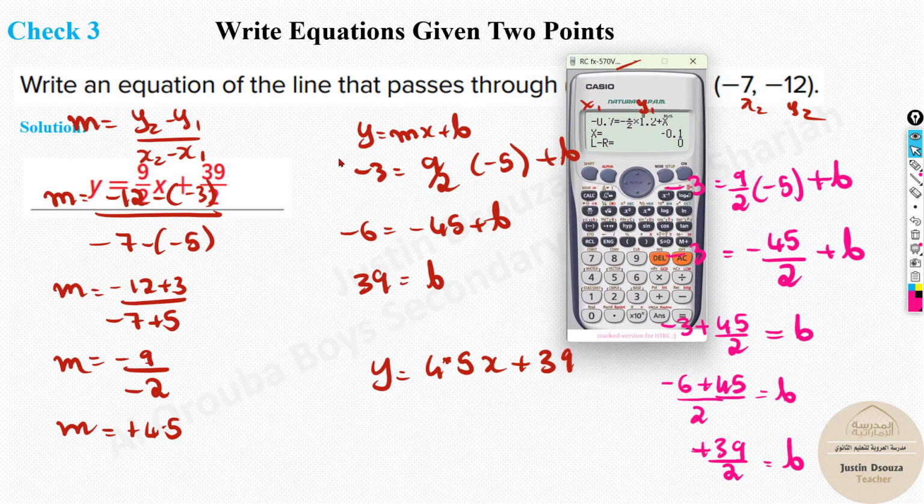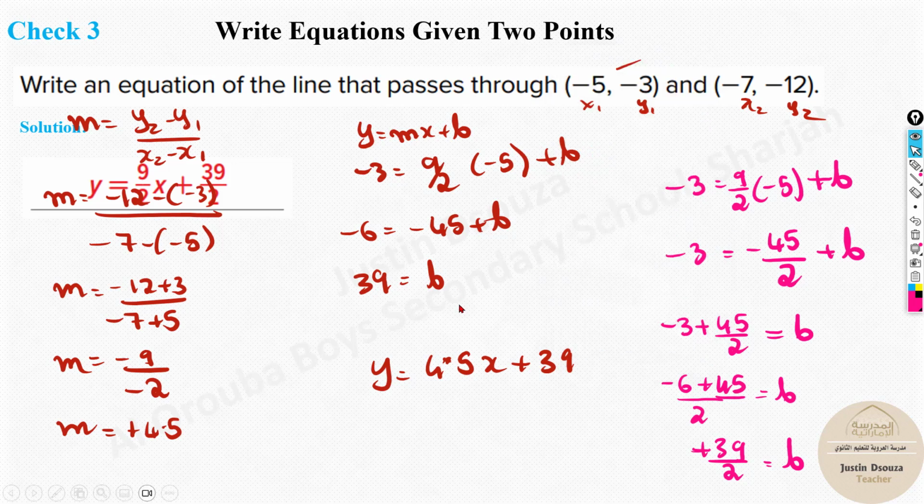All you need to do over here is, once you substitute everything, type it out in the calculator. Minus 3 equals 9 by 2 multiplied with negative 5 plus b. This is the alpha x. Shift and solve and press equal to. It's 39 by 2. I'll just show you. 39 divided by 2 is also 19.5. Okay, 19.5. That's what I meant. So that is the answer.